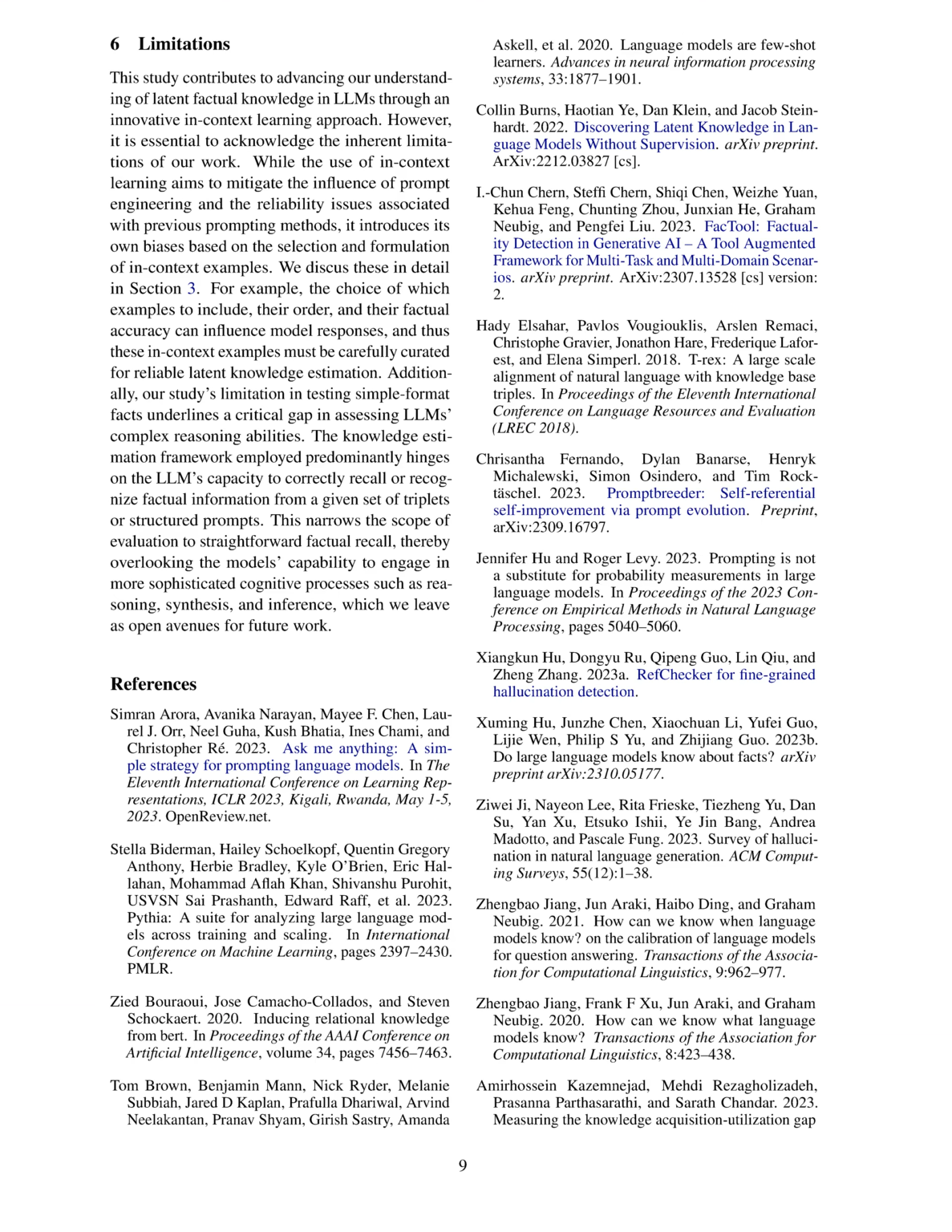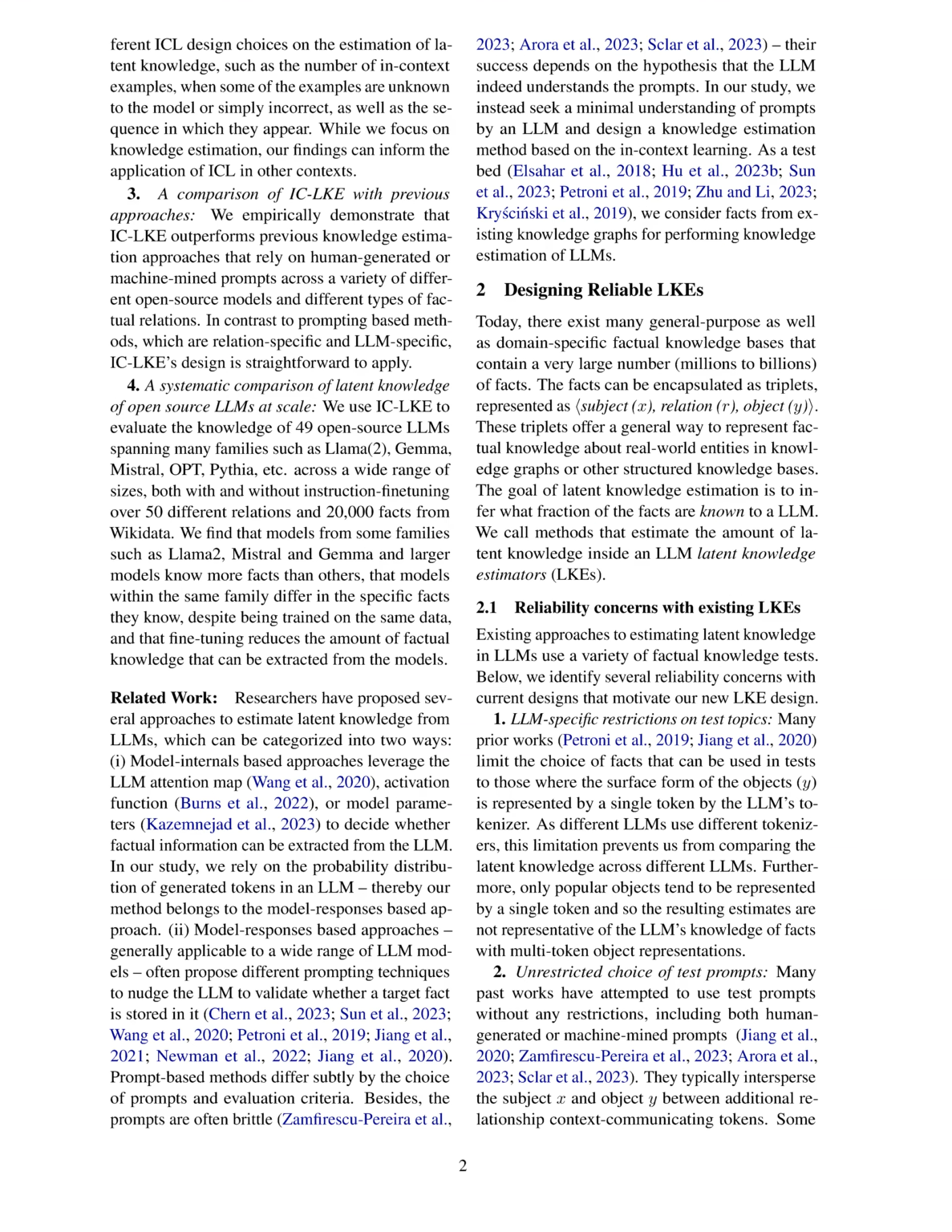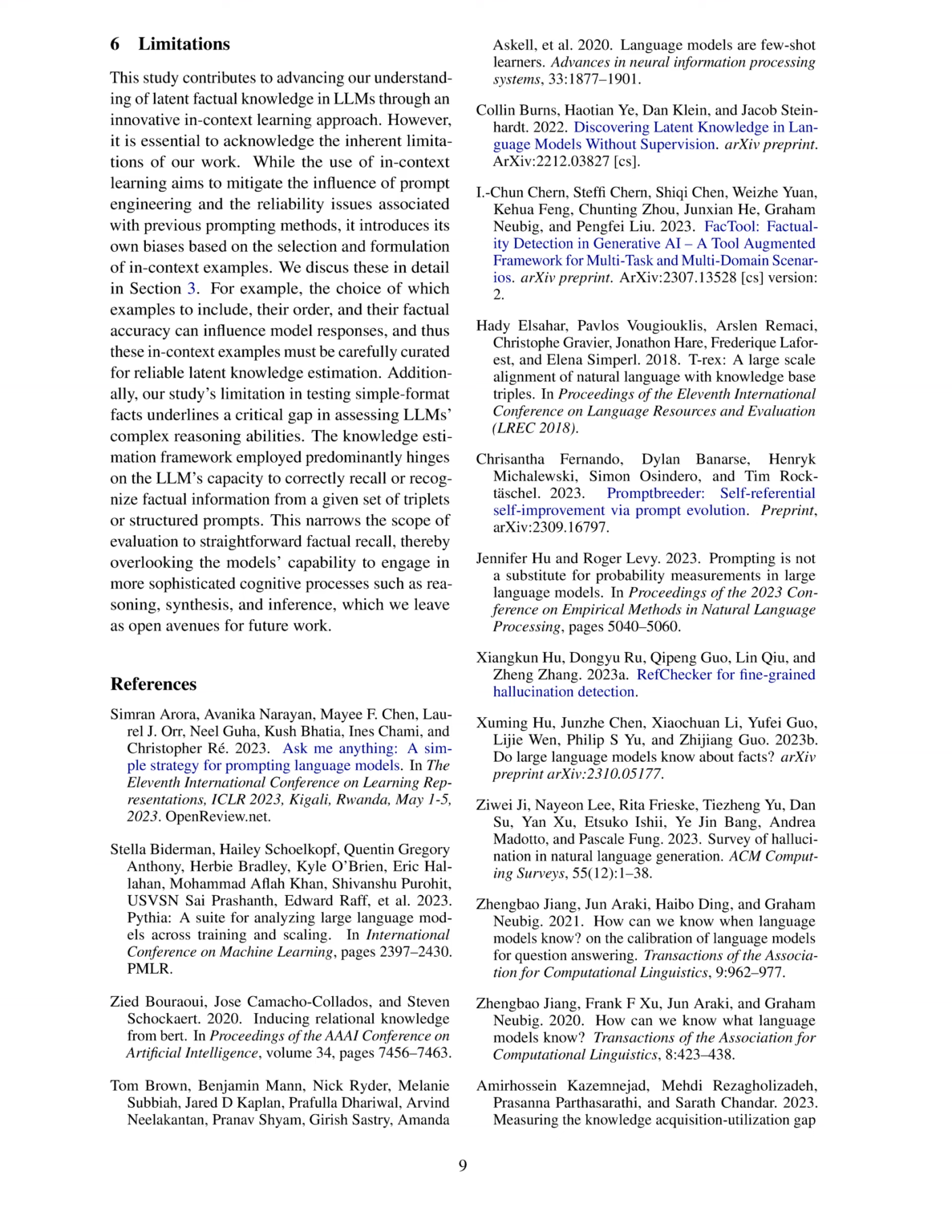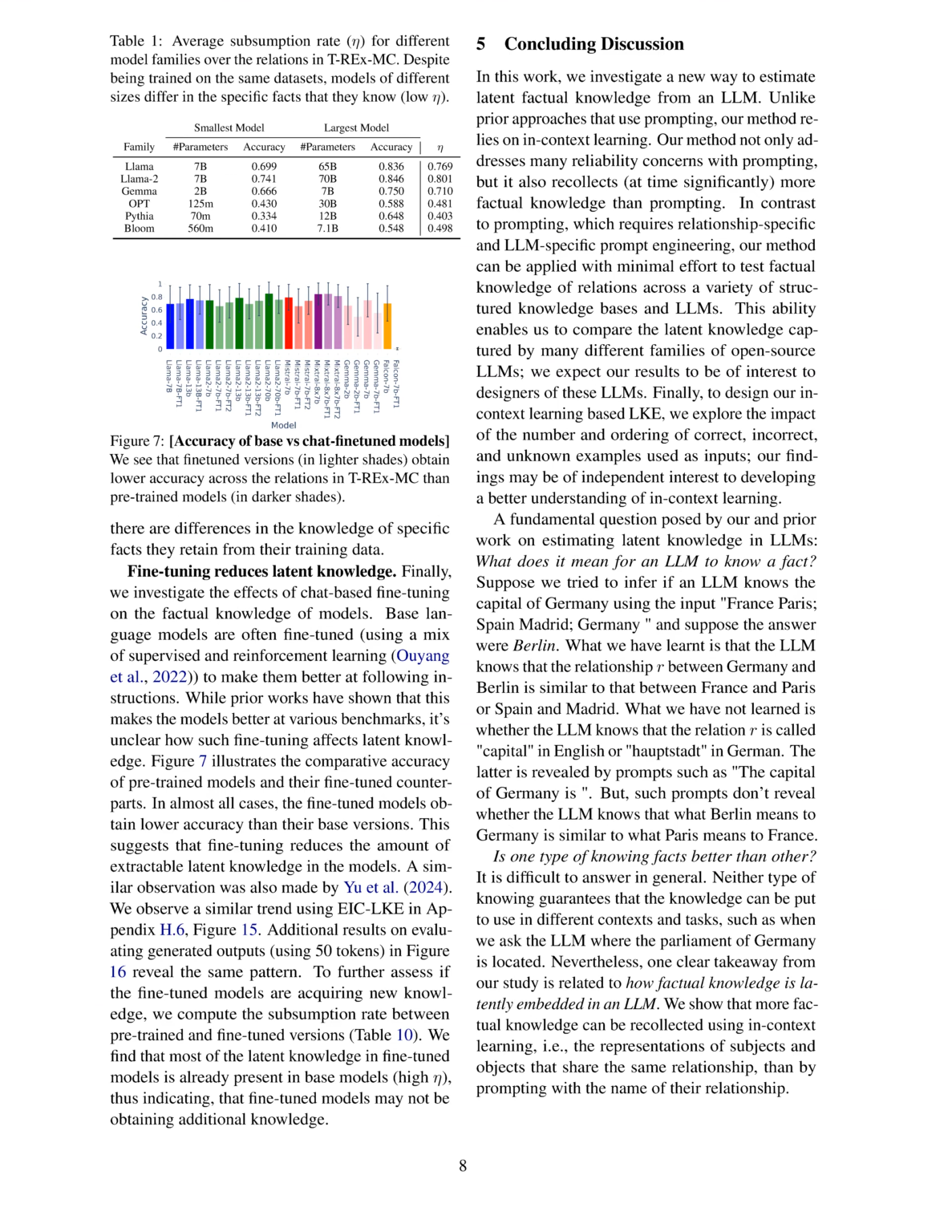2. Simplicity. In-context learning offers a simple and straightforward approach to estimating latent knowledge without the need for complex prompt designs or extensive prompt engineering efforts. This simplicity makes the method more accessible and easier to apply across different LLMs and knowledge bases. 3. Flexibility. In-context learning is flexible and can be applied universally to test factual knowledge of relations across a variety of structured knowledge bases and LLMs. It does not require relationship-specific or LLM-specific prompt engineering, making it adaptable to different contexts and tasks.